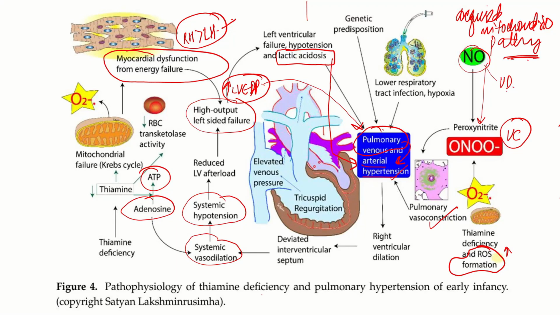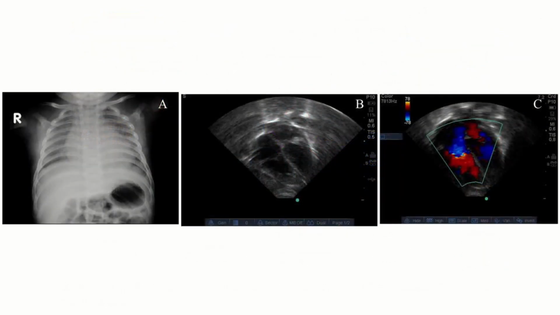In many of these cases, there is a history of a previous sibling having a similar clinical picture around the same age, which either points to a genetic predisposition to develop pulmonary hypertension, or the mother has been having a persistent state of thiamine deficiency since ever.